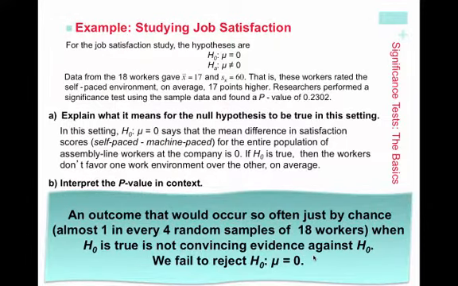And so an outcome that would occur so often just by chance, that is roughly 1 in every 4 random samples, when H0 is true, is not convincing evidence against the null. We failed to reject the null hypothesis, mu equals 0. So this probability, this 0.23, tells us that 17 can happen by chance. 17 isn't unlikely enough to reject the null hypothesis, so we fail to reject it. And a note to make is that that doesn't mean that the null hypothesis is true.